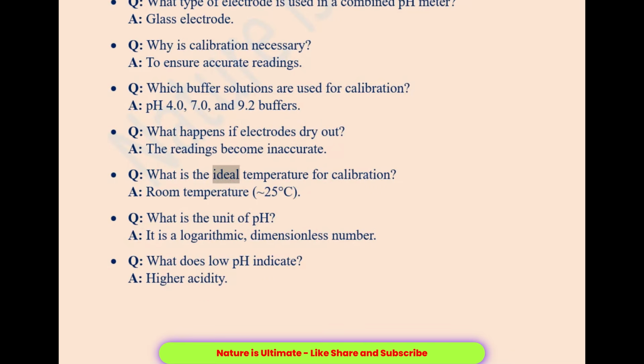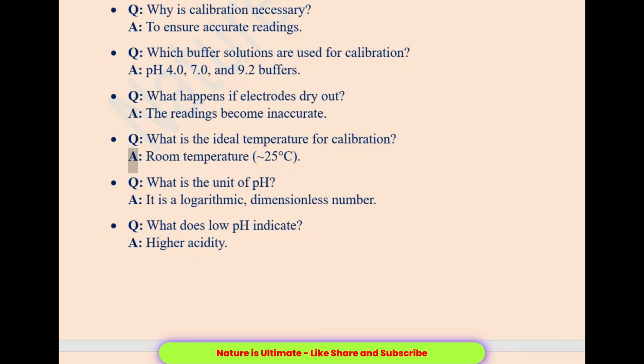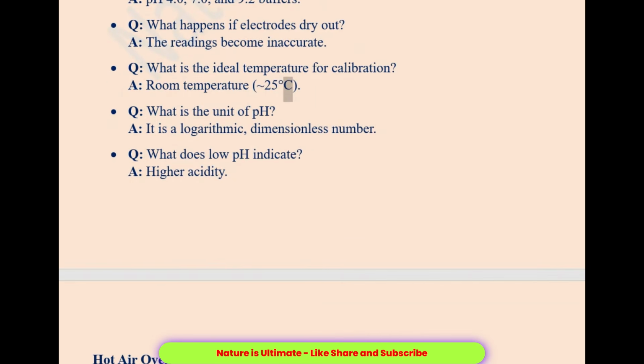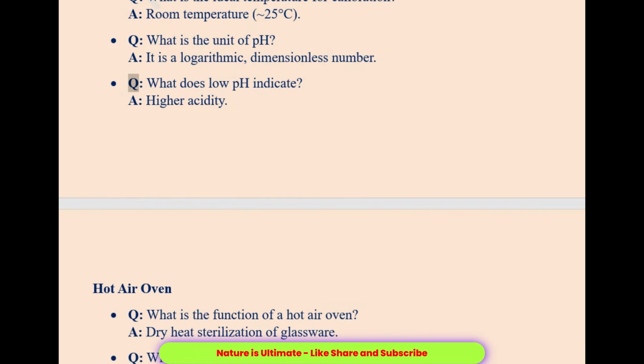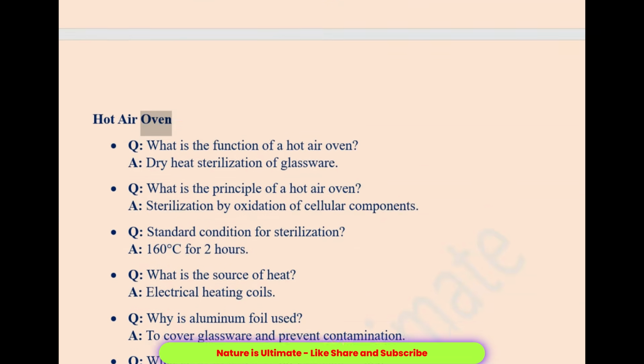Q. What is the ideal temperature for calibration? A. Room temperature, 25 degrees C. Q. What is the unit of pH? A. It is a logarithmic, dimensionless number. Q. What does low pH indicate? A. Higher acidity.